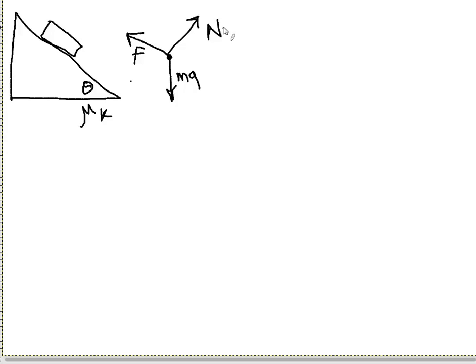Next, we're going to bring in our axes, and it's always a smart idea to put the y-axis on top of the normal force. So there's my y-axis, and then the x-axis this way, perpendicular to that. So I see that my normal force is flat on the y-axis, and the friction force is flat on the x-axis. It's just this mg that's slantways.